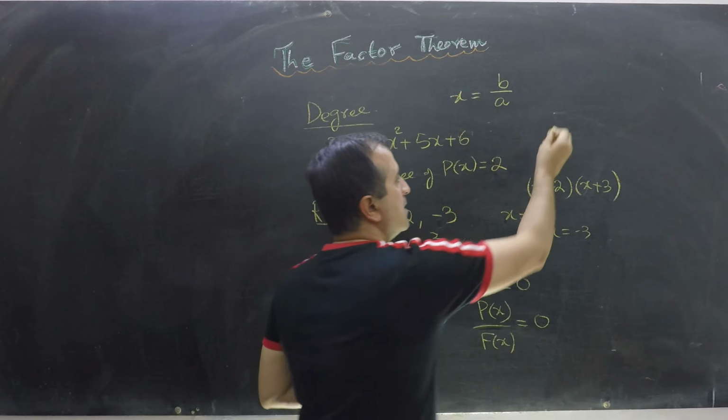Step 1. Find factors of my factor polynomial f of x. And this will give me two different roots of polynomial p of x. So from here I will get two roots of p of x.